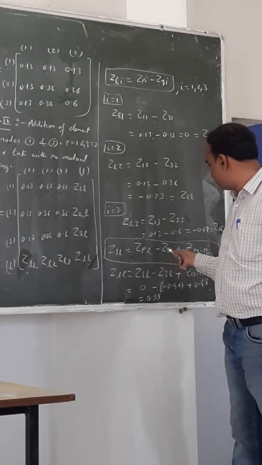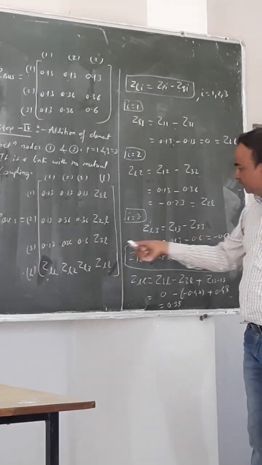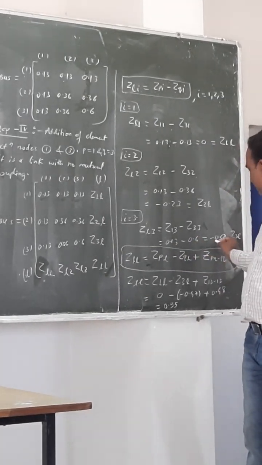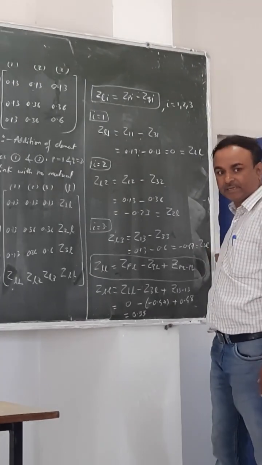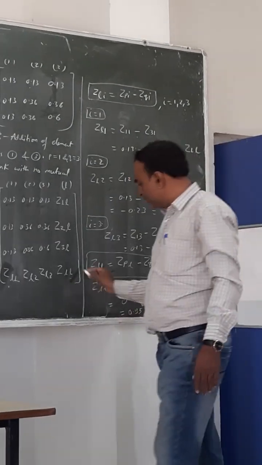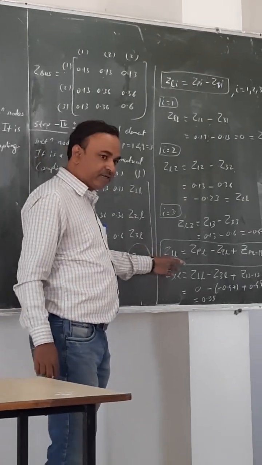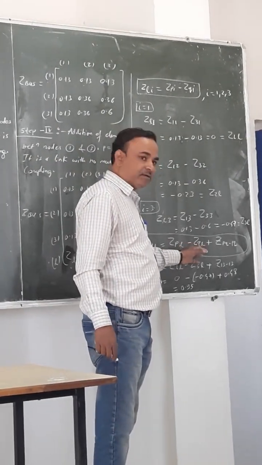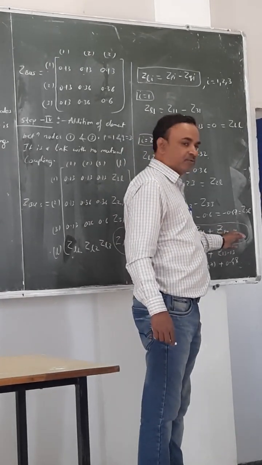Z13 0.13 minus Z33 0.6. Do the calculation. You will get minus 0.47 equal to Z3L. Is it clear? Now to calculate this ZLL, the formula is ZLL equal to ZPL minus Z2L plus ZPQ dash PQ.